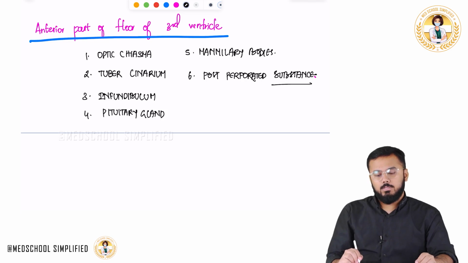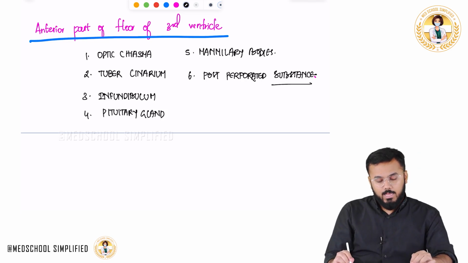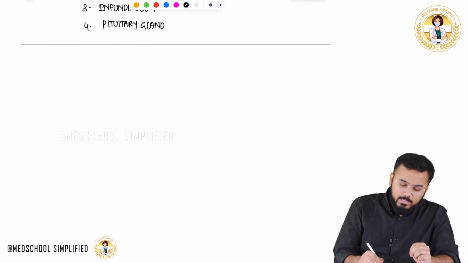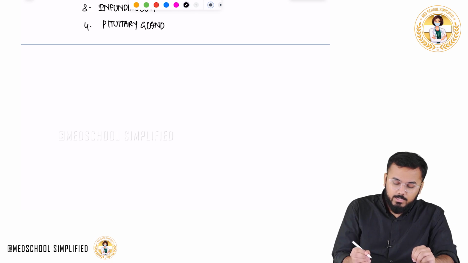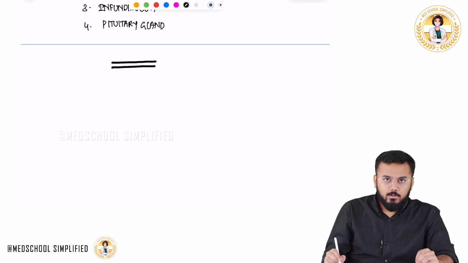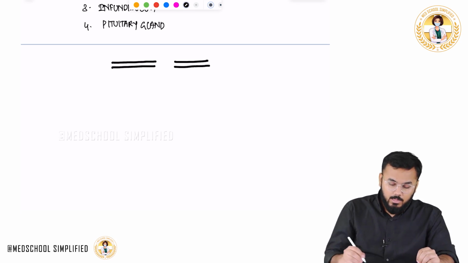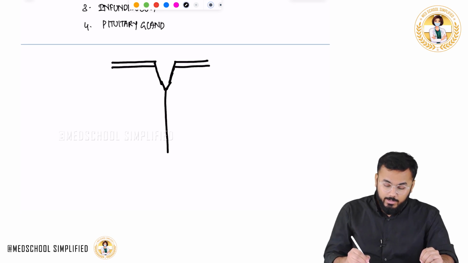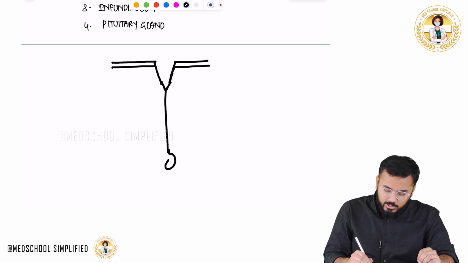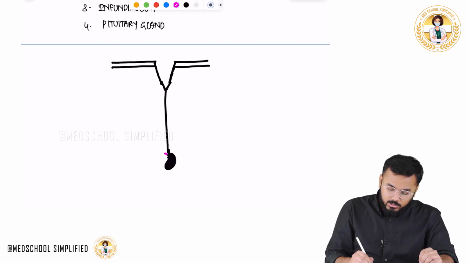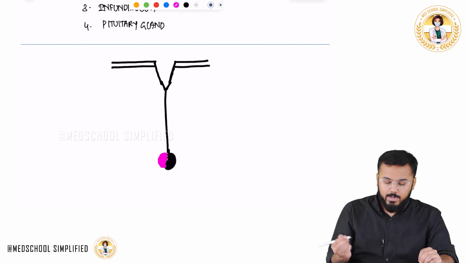Posterior perforated substance. So these are the structures that are forming the anterior part of the floor of the third ventricle. And by the way, regarding this pituitary gland, one very important thing you have to know: as I told you, this is called your tuber cinereum. Here also you have got your tuber cinereum, and just beneath the tuber cinereum you see an infundibulum that is coming down. Attached to the infundibulum, the structure you have got here is called your posterior pituitary, and this structure which I am drawing in pink is called your anterior pituitary.